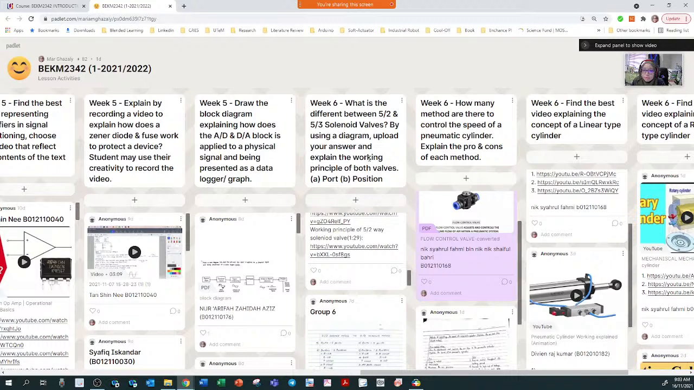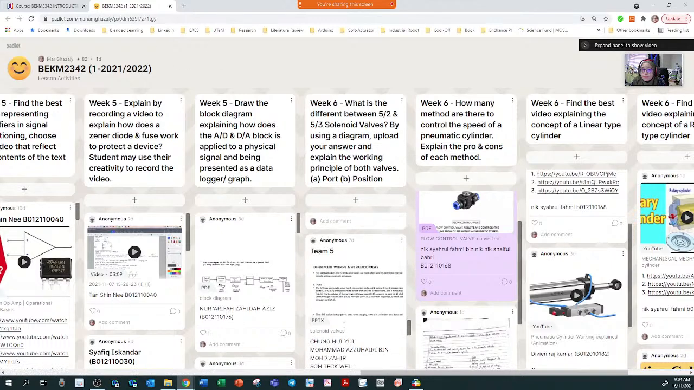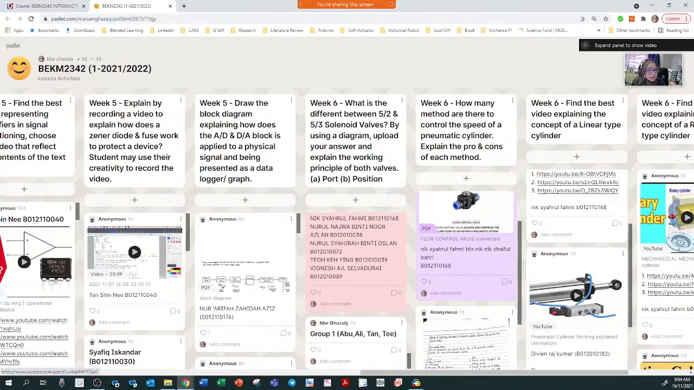Based on the task that we discussed last week, students need to discuss what the difference is between these two valves, 5/2 and 5/3, and what the working principle of both valves is. So let me just look at the group, or I just call the student names, because it's volunteer, nobody will volunteer.